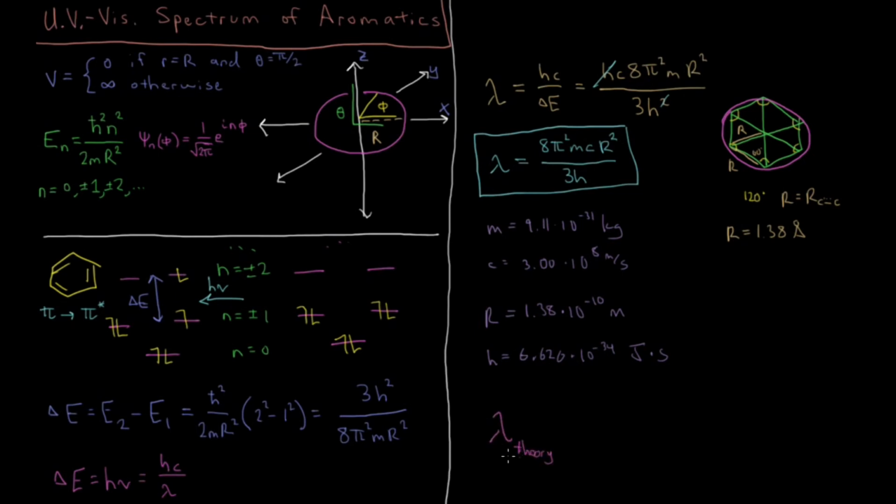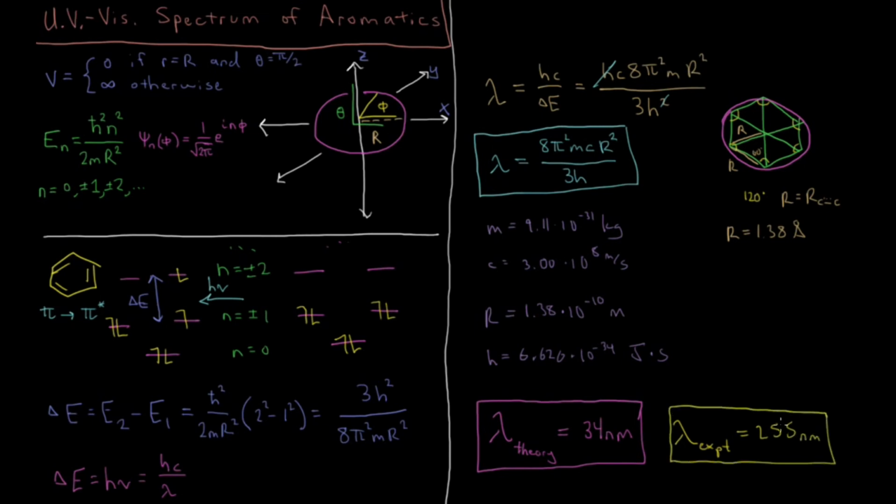So our theoretical lambda max, which our particle in a ring model predicts for this absorption, ends up being equal to 34 nanometers. Now that would still be in the UV range. It's kind of high energy, low wavelength for a UV-Vis transition like that. And if you compare this to experiment, you'll find that the experimental wavelength for this pi to pi star transition in benzene ends up being something like 255 nanometers. So it ends up being off by a factor of 7 here.